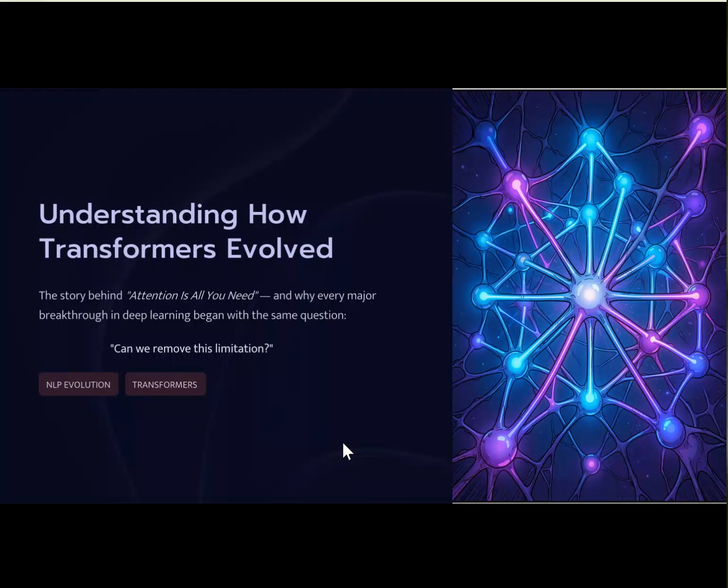Today, I don't want to start with matrices, self-attention equations, or query key value vectors, anything at all. Instead, we are going to answer a more interesting question. Why did transformers need to be invented at all? Because every major breakthrough in deep learning happened when researchers encountered a bottleneck, that is, a limitation, right? So, when they asked, can we remove this limitation? Can we actually remove it?